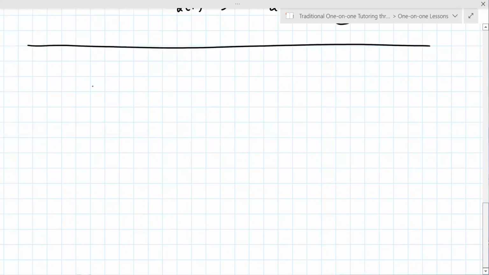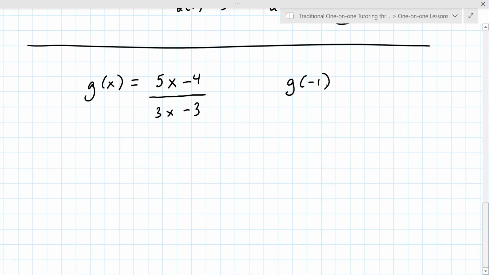So let's say that g of x equals 5x minus 4 over 3x minus 3. And I want you to find g of -1. So this time we're going to put -1 wherever we see an x. Is that okay? Is that clear? Yeah. Do you want to try this one on your own?